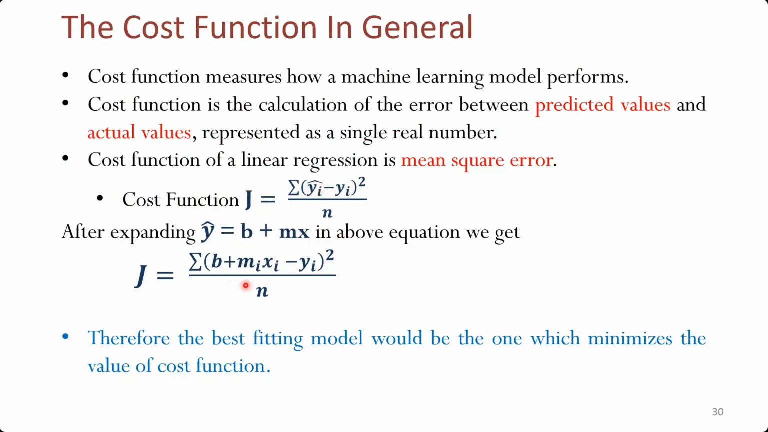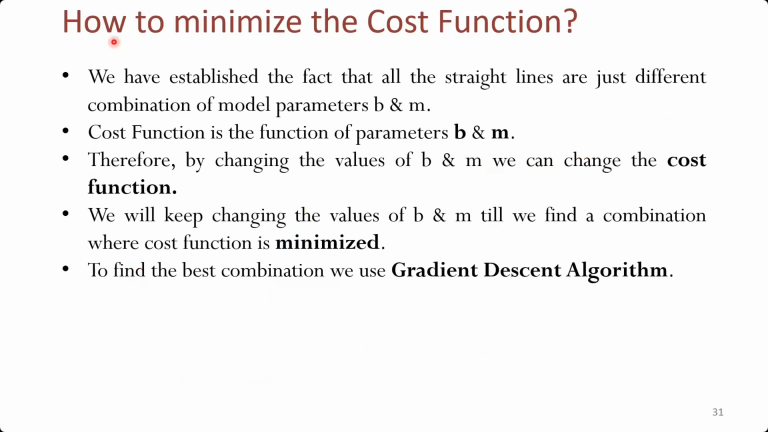So here in this case, J gives us the cost function. Therefore, the best fitting model would be the one which minimizes the value of the cost function. So we have to minimize this cost function. The question arises: how to minimize the cost function?